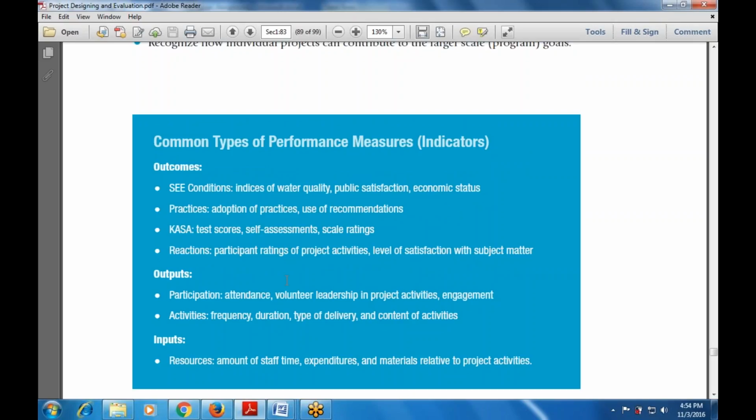These are the various common types of performance measures, that is indicators, which include the outcome, the output, and the input. There are three parts in this: one is the input, one is the outcome, one is the output. The outcome and the output each have various categories, but the main thing is that there are three categories: outcome, output and input.